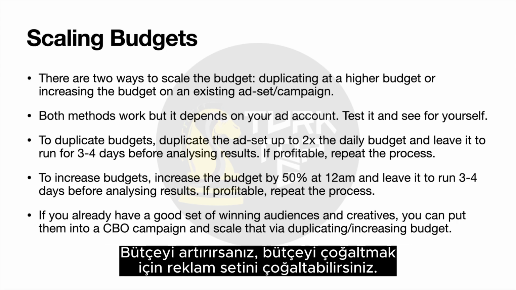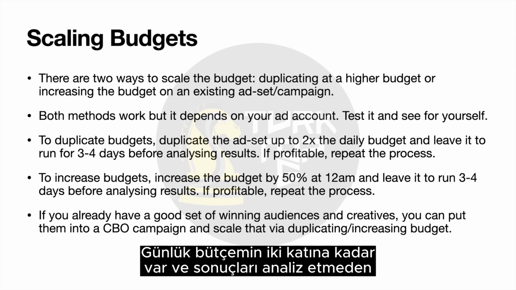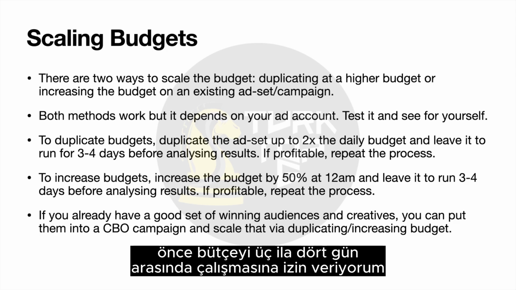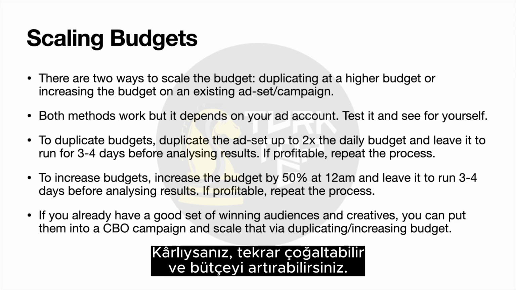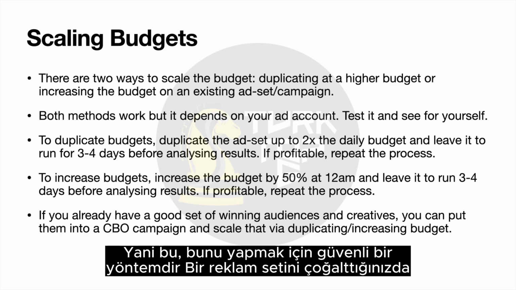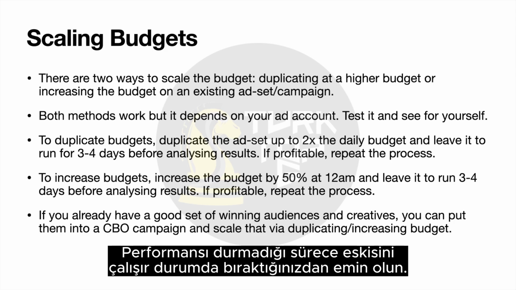So to duplicate the budget, you can duplicate the ad set at up to 2 times the daily budget and leave it to run for between 3 to 4 days before analyzing results. If you're profitable, you can duplicate it again and increase the budget. So this is a safe method of doing it. When you do duplicate an ad set, make sure you leave the old one running unless it stops performing.